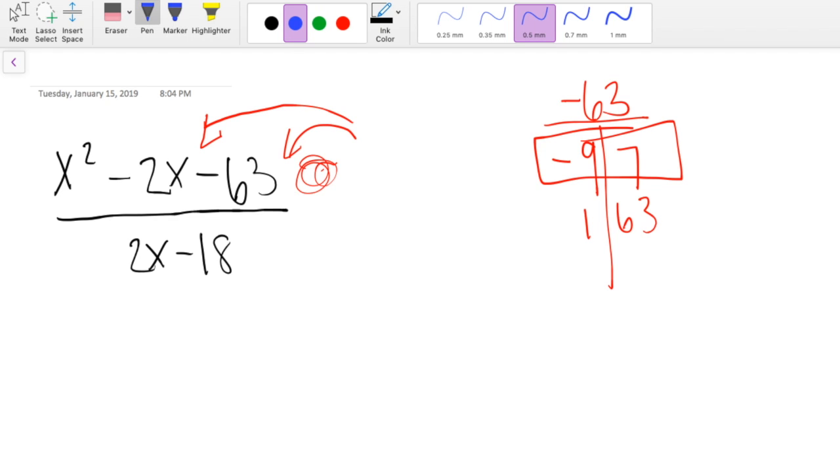Let's do blue. All right, so if I can figure out how to write on this thing, right? Factoring.